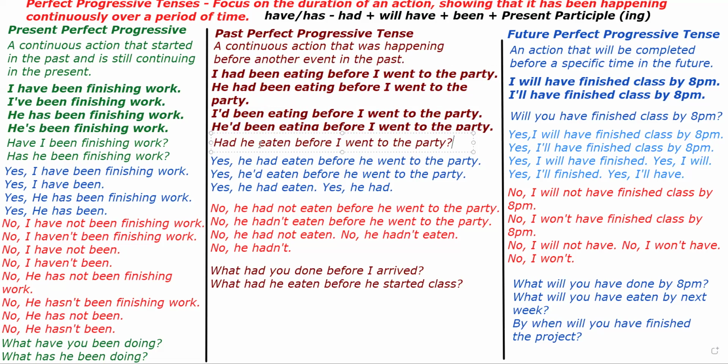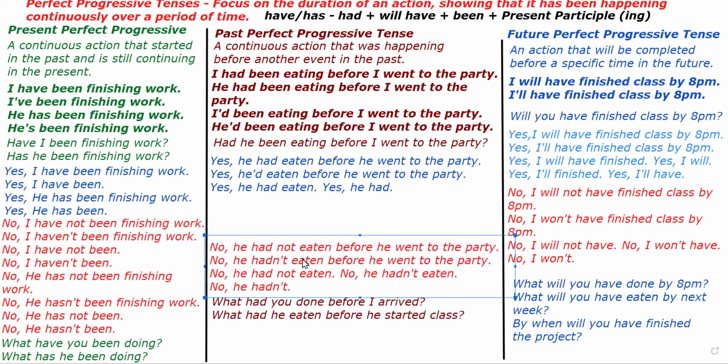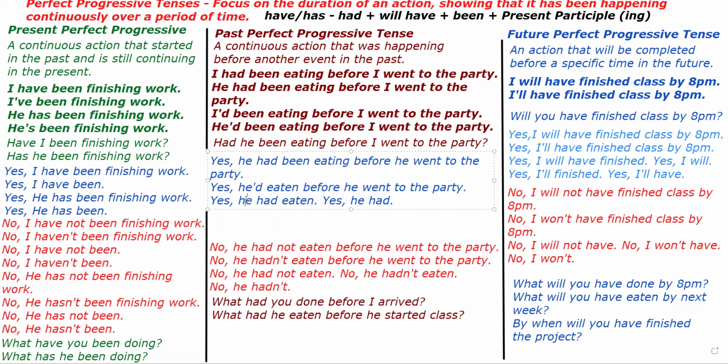Very good question. Had he been eating before he went to the party? The affirmative answer, yes, he had. Yes, he had been eating before he went to the party. Very good. The other one, yes, he'd.